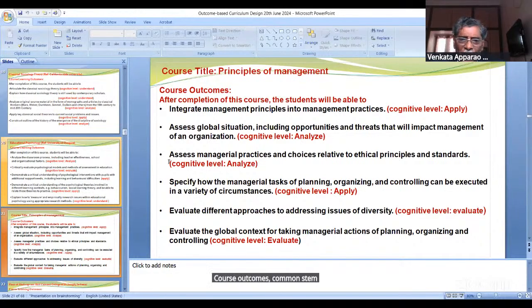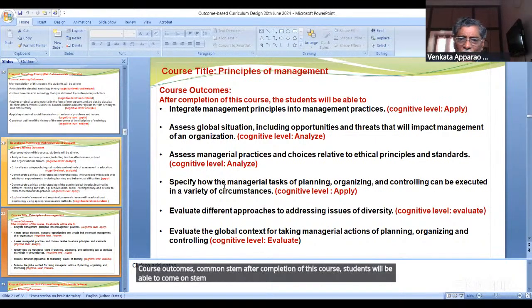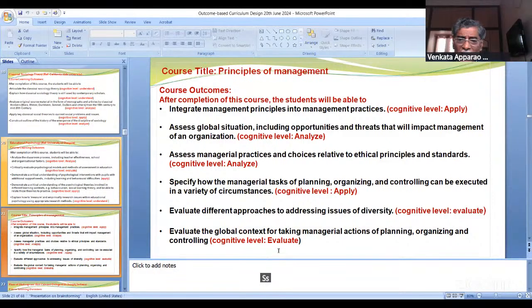After completion of this course, students will be able to integrate management principles into management practices, apply level; assess the global situation, including opportunities and threats that will impact any organization, analyze level; assess managerial practices and choices relative to ethical principles and standards.